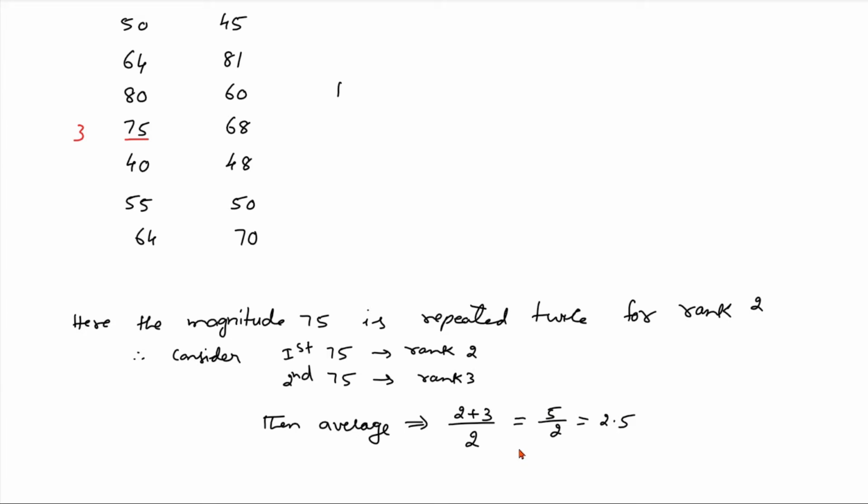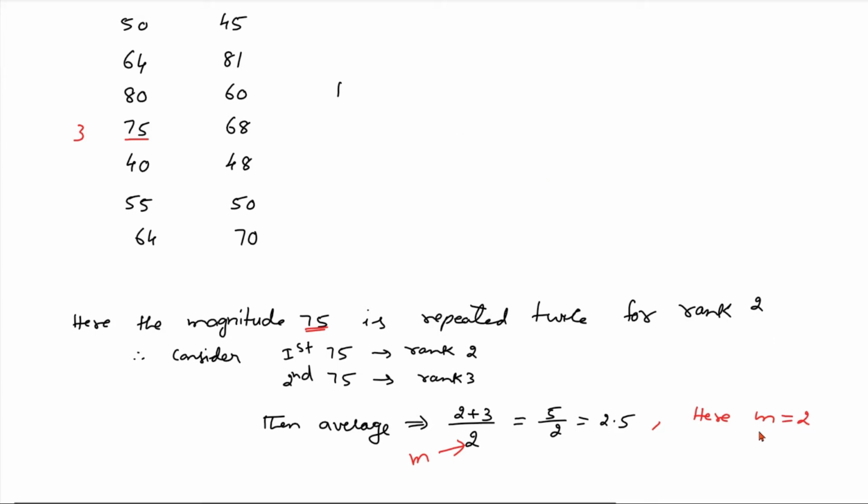2.5. Here, divided by 2, the number of times that 75 is repeated is taken as m. I've already told you initially what m is: the number of times that magnitude is repeated. So here 75 is repeated 2 times. Therefore, the m value will be 2 over here. So in this case, m will be 2.